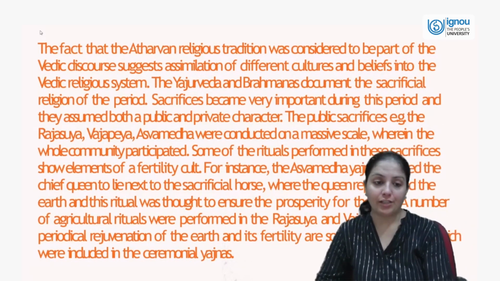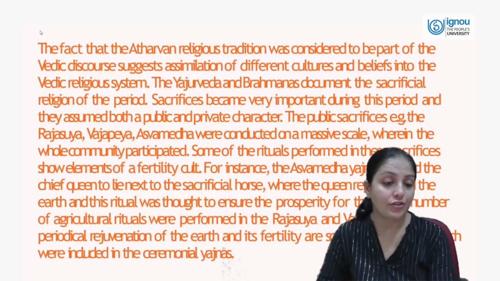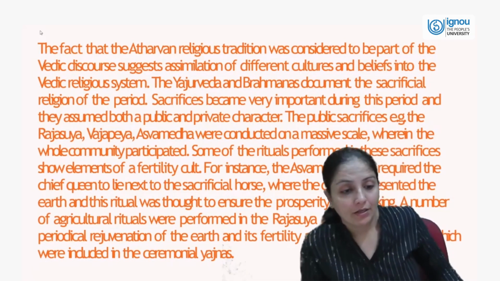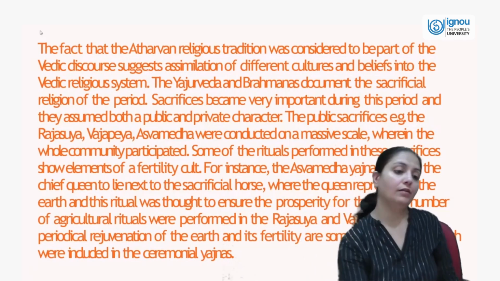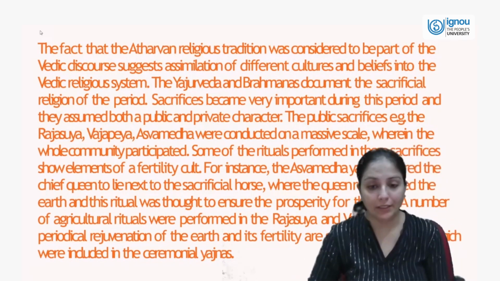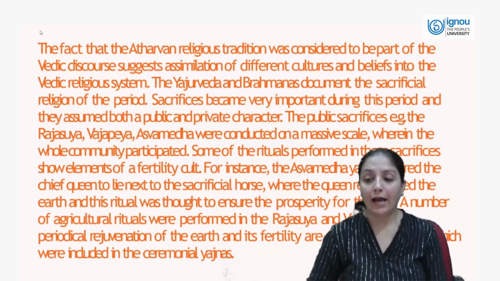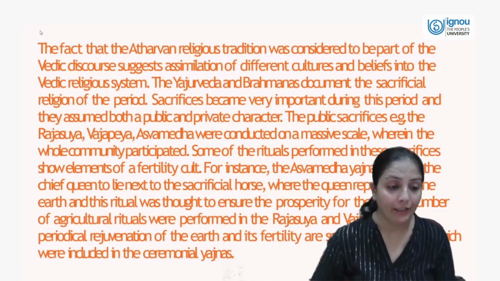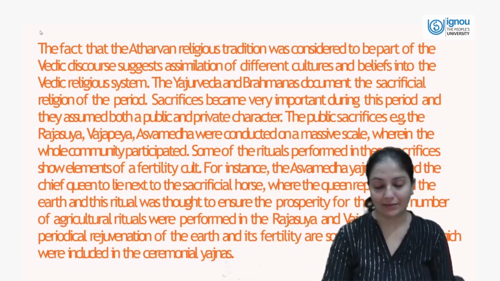A number of agricultural rituals were performed in the Rajasuya and Vajapeya. The periodical rejuvenation of the earth and its fertility are some of the themes which were included in the ceremonial yajnas.